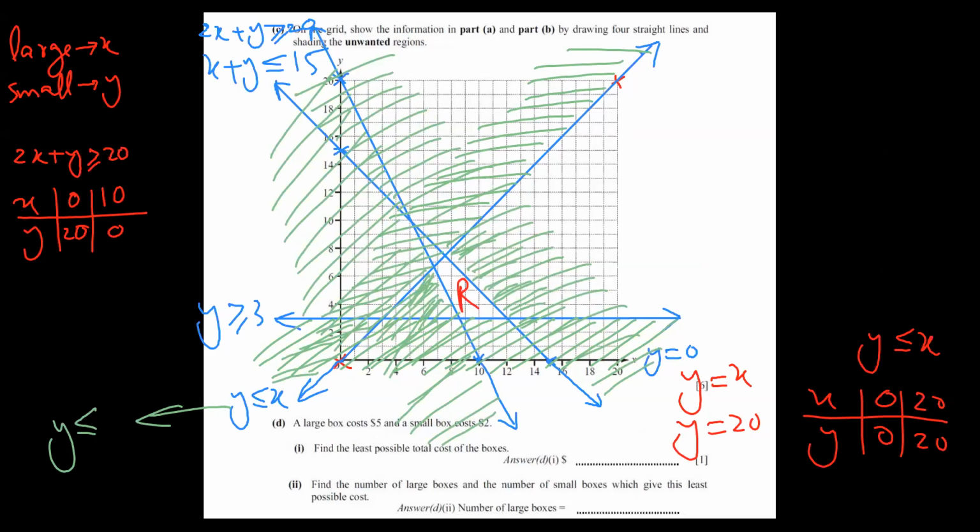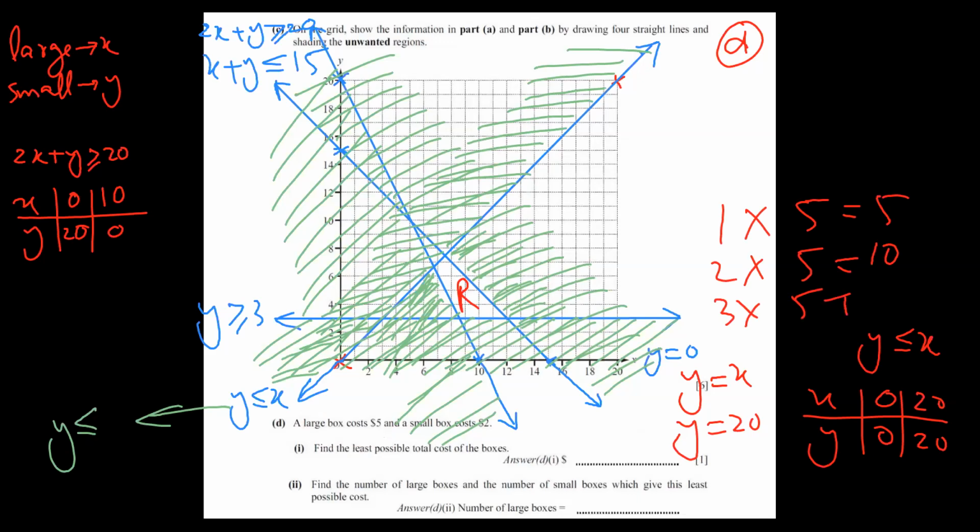Listen to me carefully. Now I'm going to make a question, part D. Listen carefully: a large box costs $5 and a small box costs $2. One large box, $5. Two large boxes, 5 times 2, $10. Three large boxes means $15. And x large boxes give you 5x dollars.